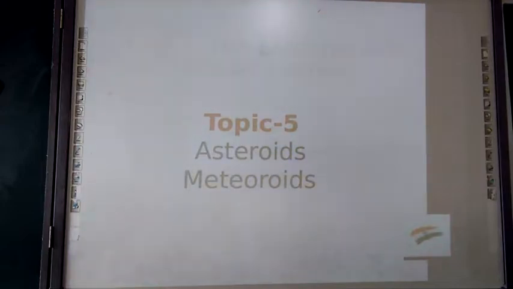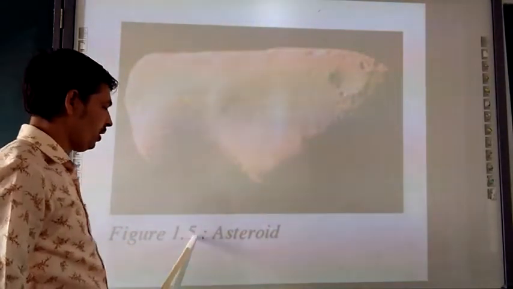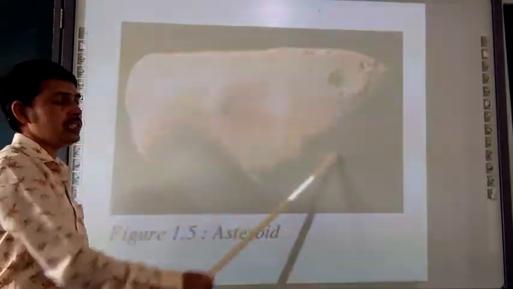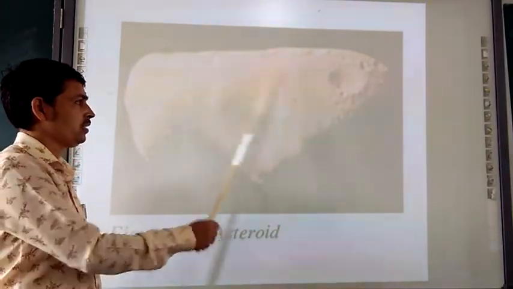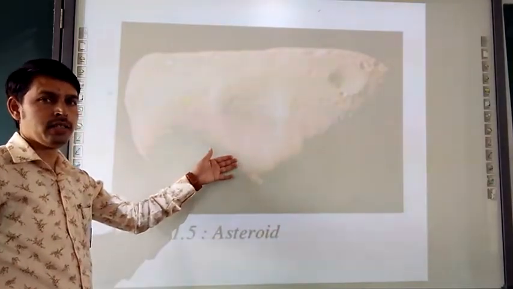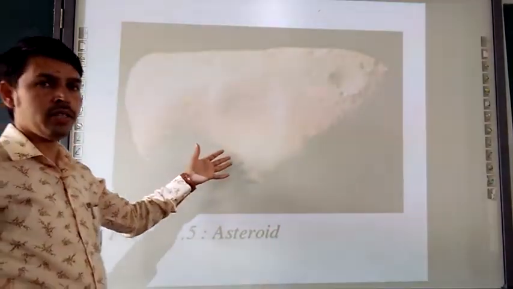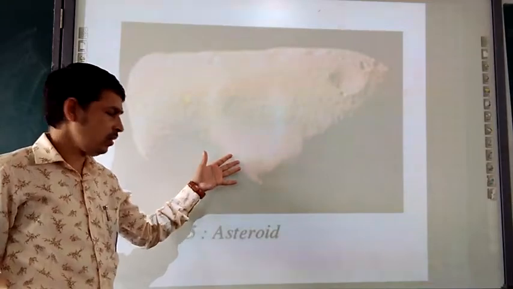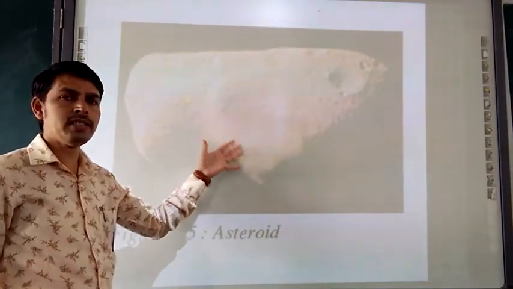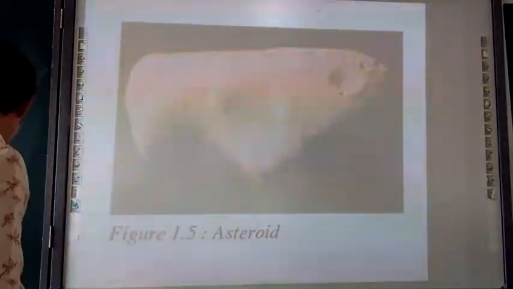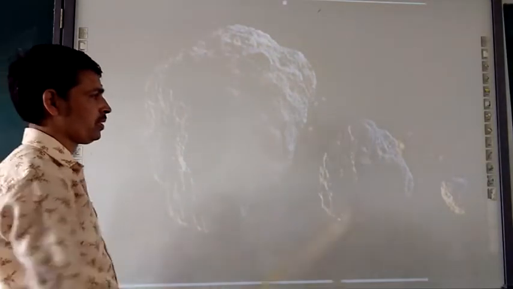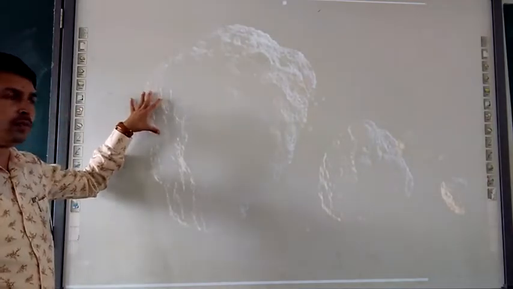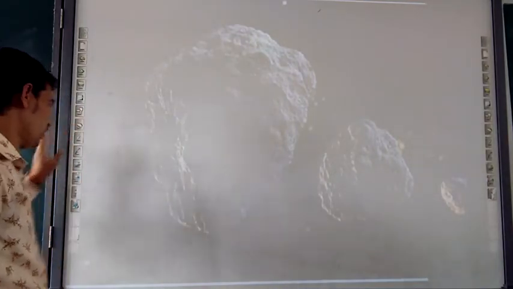Please see. First, figure number 1.5, asteroid. This is the image of asteroids. To be more clear on this, I am going to show two more images so you can understand clearly what asteroids and meteoroids are. See this one. The photograph has been taken from space. These are asteroids. See, meteoroids.